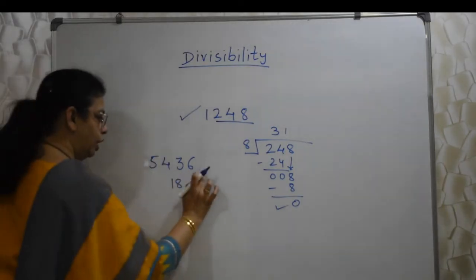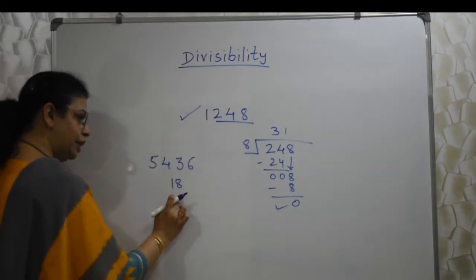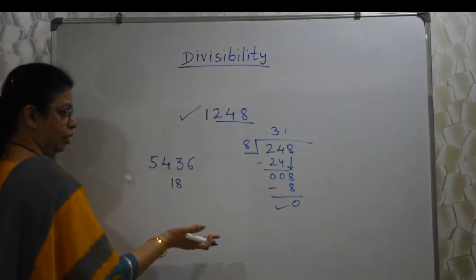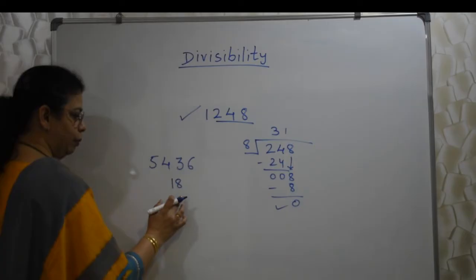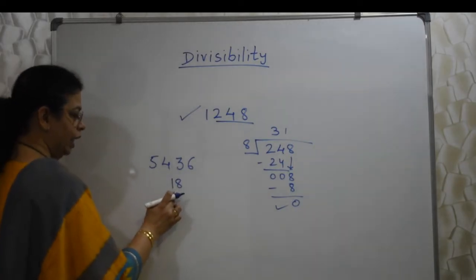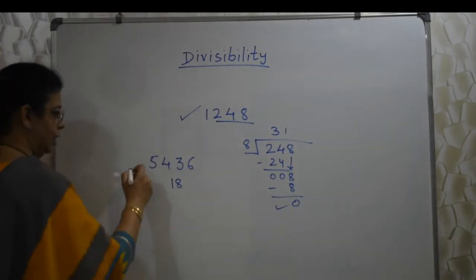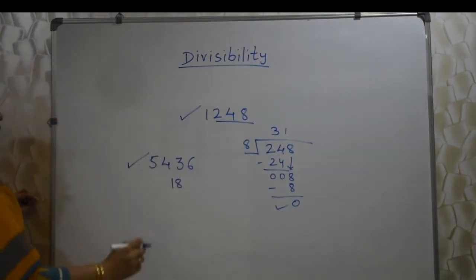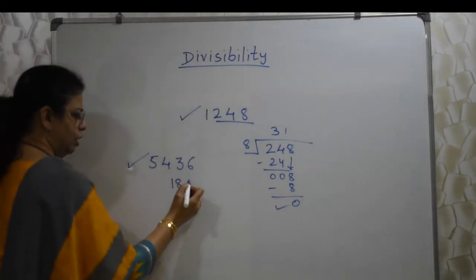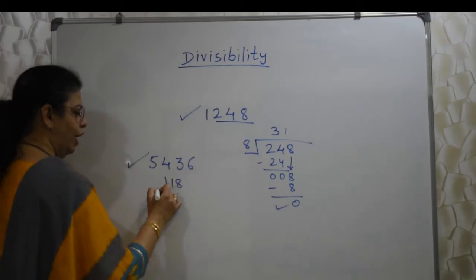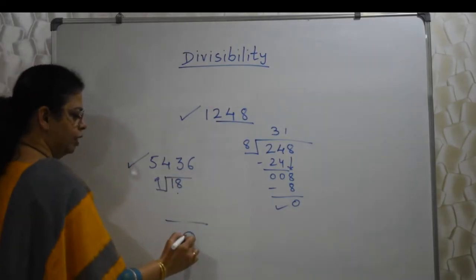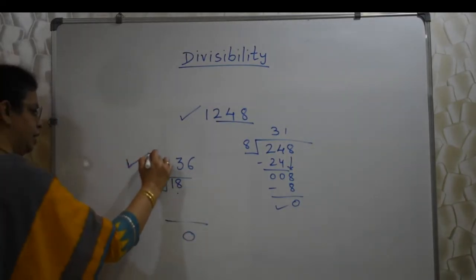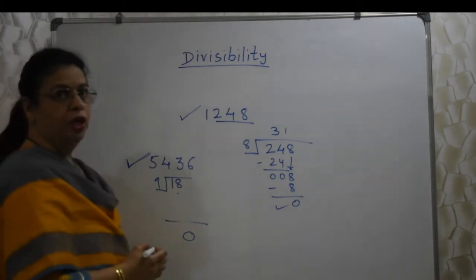Same in case of 9. You have to add all the numbers, that is 18. Divide this 18 by 9. It is completely divisible because 18 comes in the table of 9. So yes, this is divisible by 9. Just add all the digits, arrive at the answer, divide this by 9. If you get remainder 0, then say yes, this is divisible by 9.